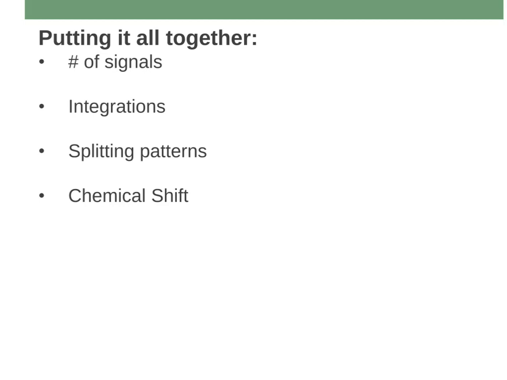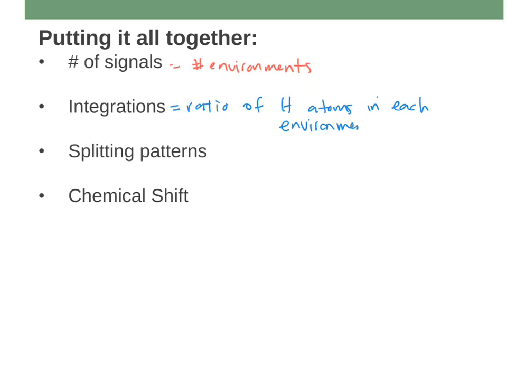So remember that the number of signals equaled the number of environments, the number of hydrogen environments. The integrations gave us the ratio of hydrogens in each environment. The splitting patterns equaled the number of neighbors plus one. And then the chemical shift tells us what is attached nearby.